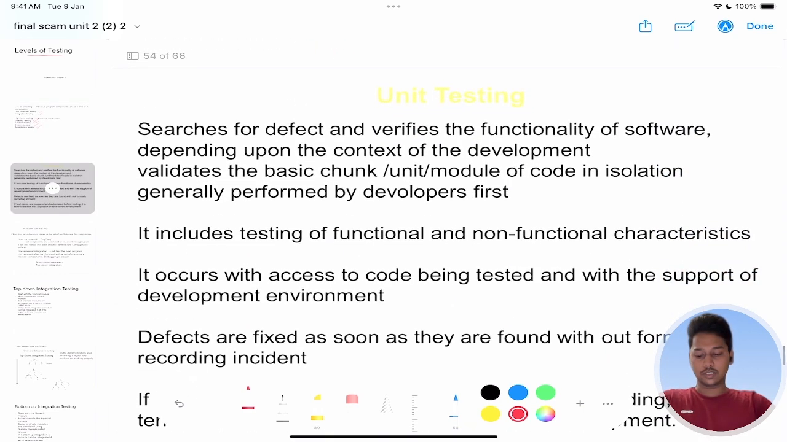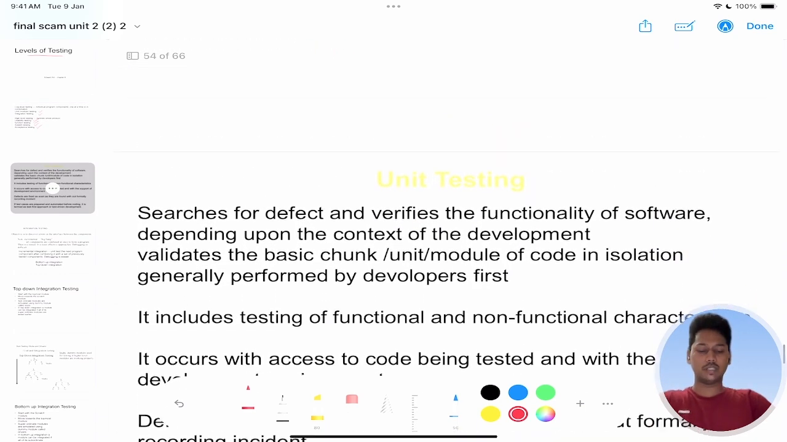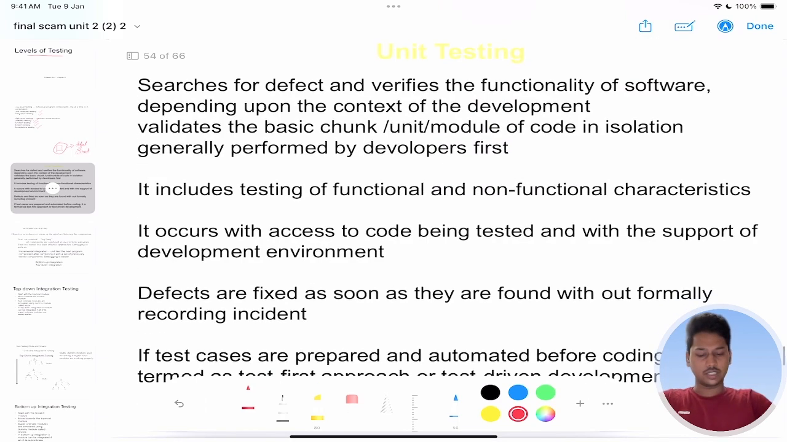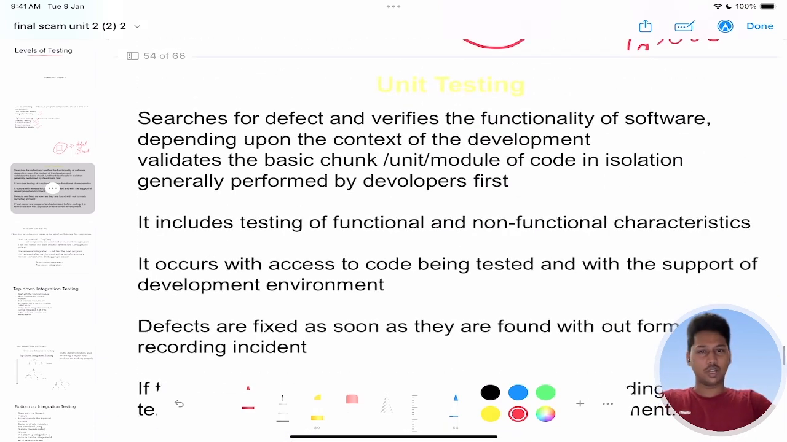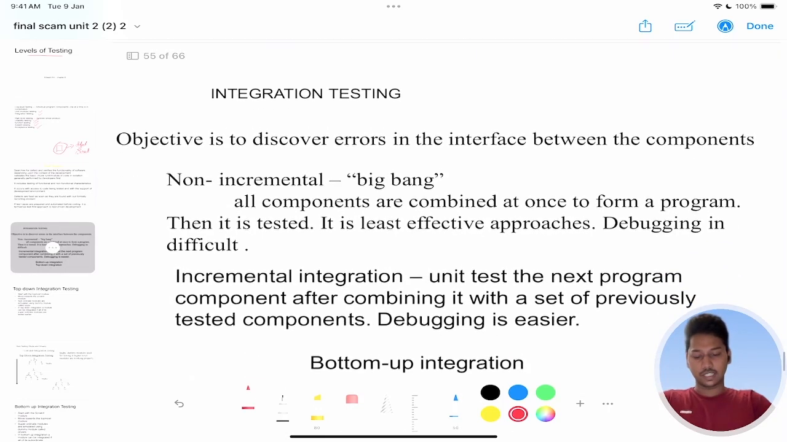First is unit testing. Imagine each module, each unit, the smallest chunk of a software. We'll test it, and as soon as a defect is found, we'll correct it. We'll correct it as soon as it is found. This is unit testing. The smallest chunk is tested. Okay, next is integration testing.